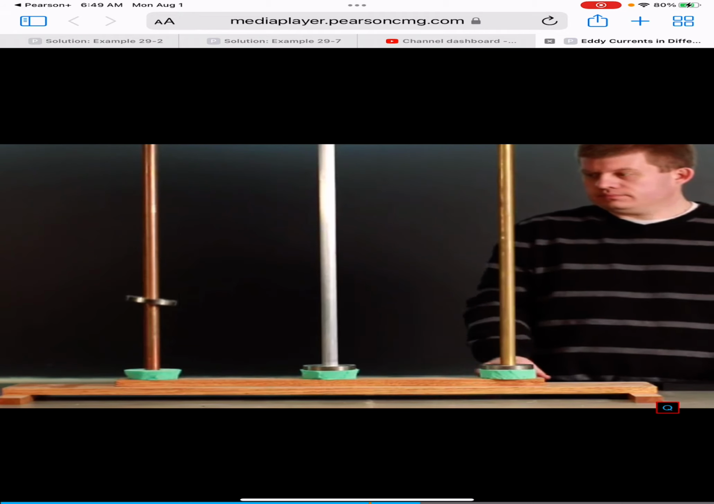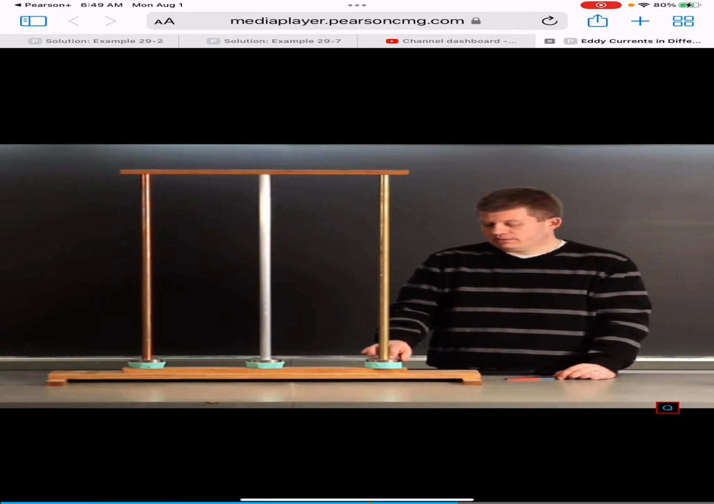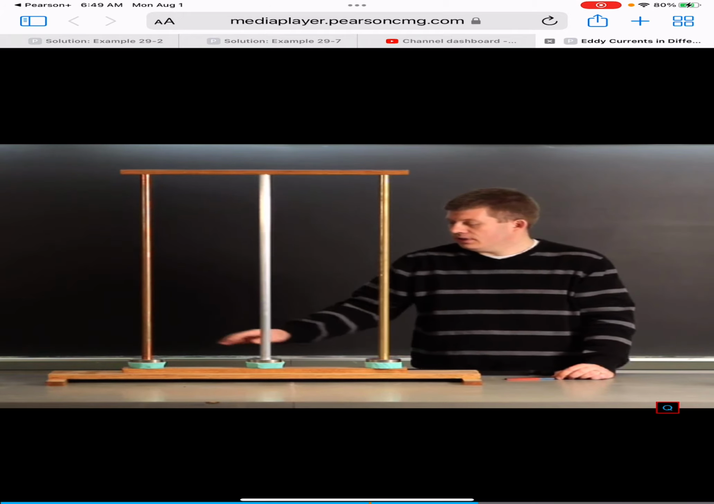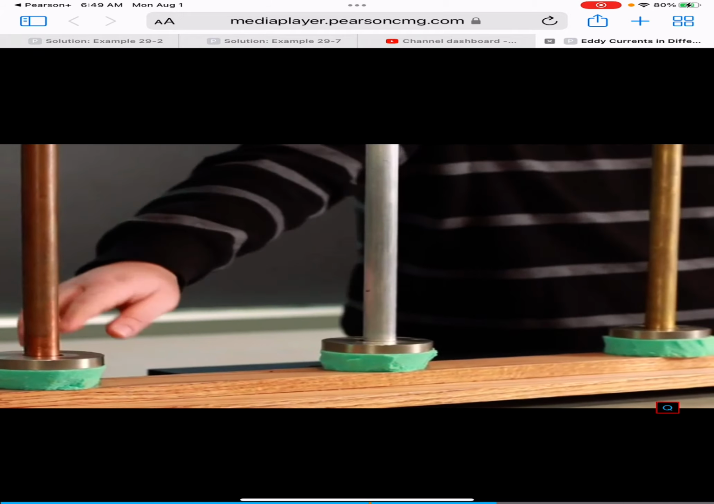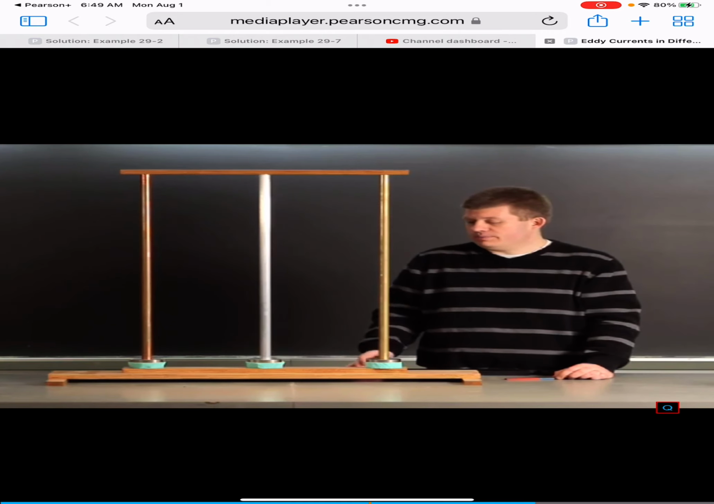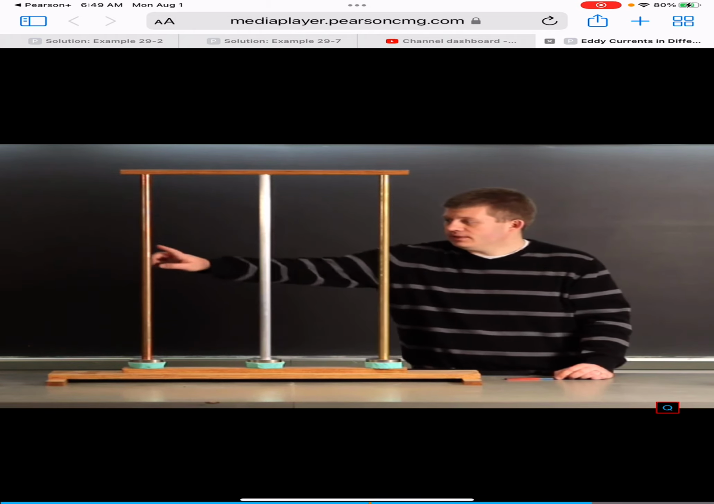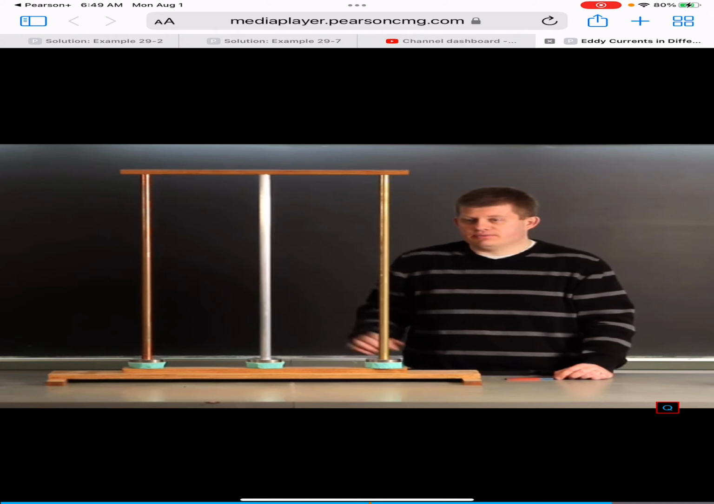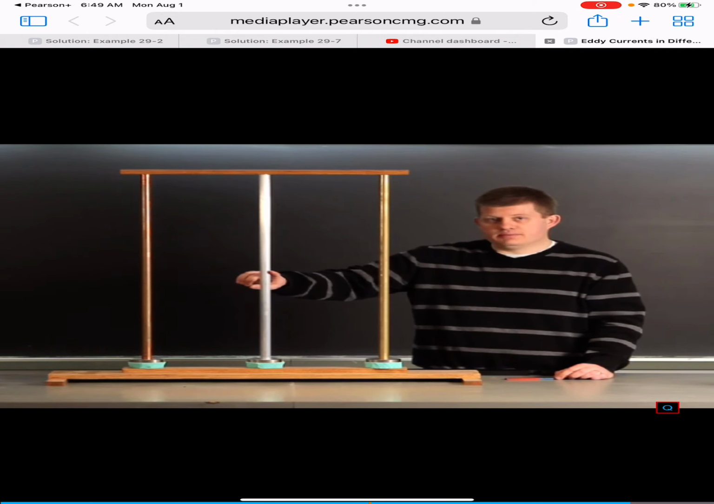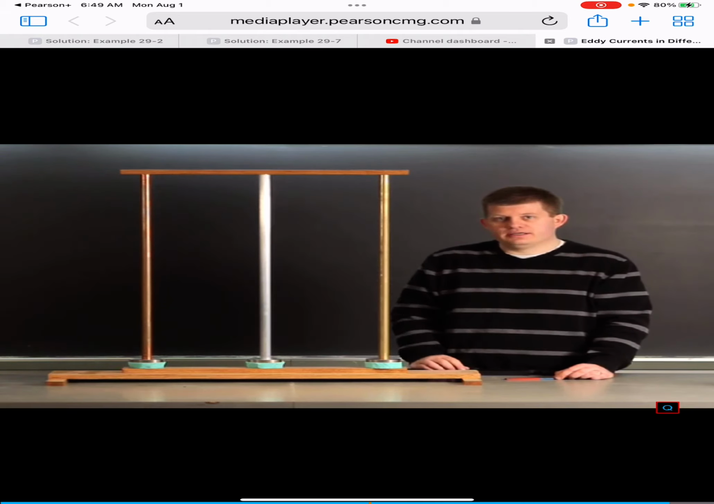So as you can see, the magnet on the brass rod made it to the bottom first, and then the aluminum rod, and lastly, the copper rod. This is due to eddy currents being set up in each rod by the magnet, and eddy currents also depend on the conductivity of the rod. Copper has the highest conductivity of the 3 metals. Next comes aluminum, and finally brass. So that was the order in which the magnets finished: brass, aluminum, and copper.